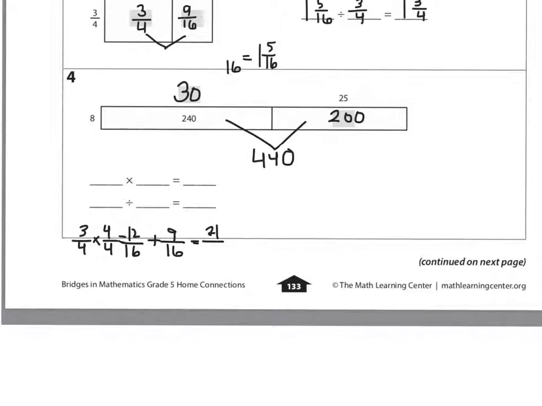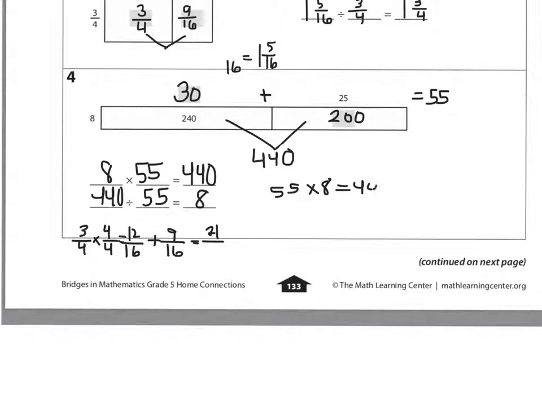And then if I add up 30 plus 25 up here at the top of my known dimensions, that's 55. Therefore, 8 times 55 equals 440. And 440 divided by 55 equals 8. Again, you can say 55 times 8 equals 440. And you can also say that 440 divided by 8 equals 55.